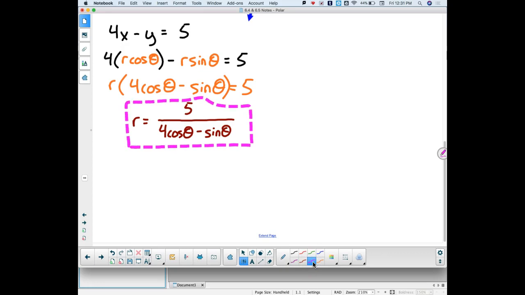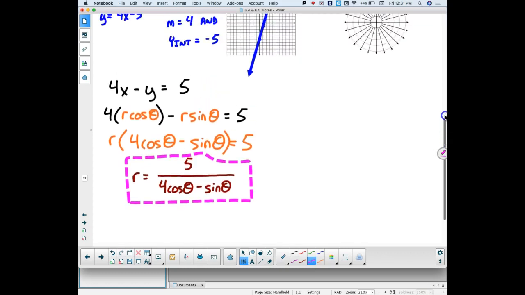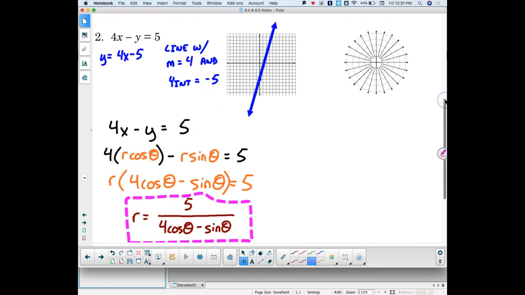Okay. Now, if I wanted to graph that, I could put in 0 degrees for theta, correct? If I put in 0 degrees for theta, the cosine of 0 degrees is 1. So that first part is 4. The sine of 0 degrees is 0. So at 0 degrees, I'm at 5 divided by 4, which is 1.25.